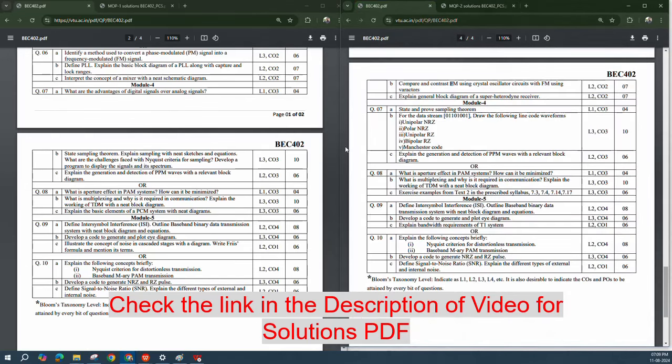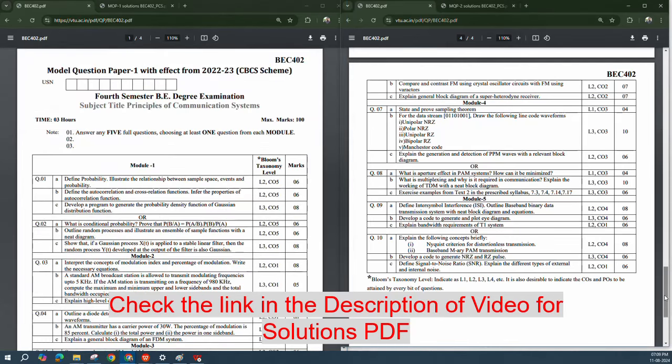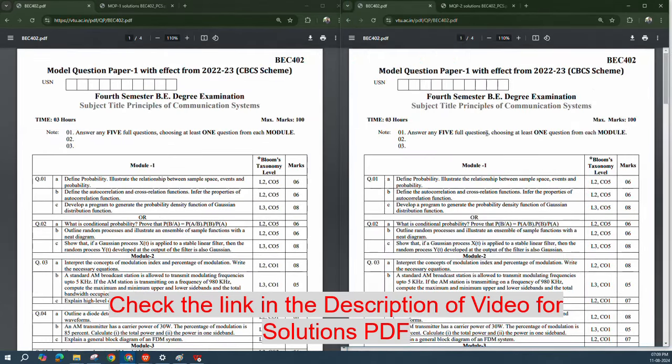So this is about the model papers related to the PCS subject, and the solutions which are there in the description you can download on your own.